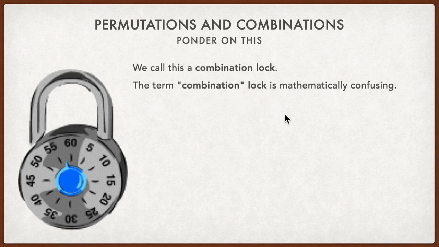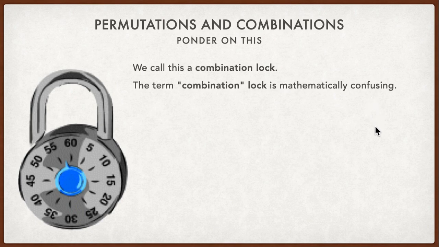So the term combination here is mathematically confusing, because we say combinations don't have a specific order, but when you open this kind of lock, it has an order. If the password here is 5-10-15 and you input 10-15-5, it will not be unlocked because the order is wrong. It should be 5-10-15. As far as combination is concerned, that's a single outcome. So when we use the term combination lock, that's mathematically confusing.